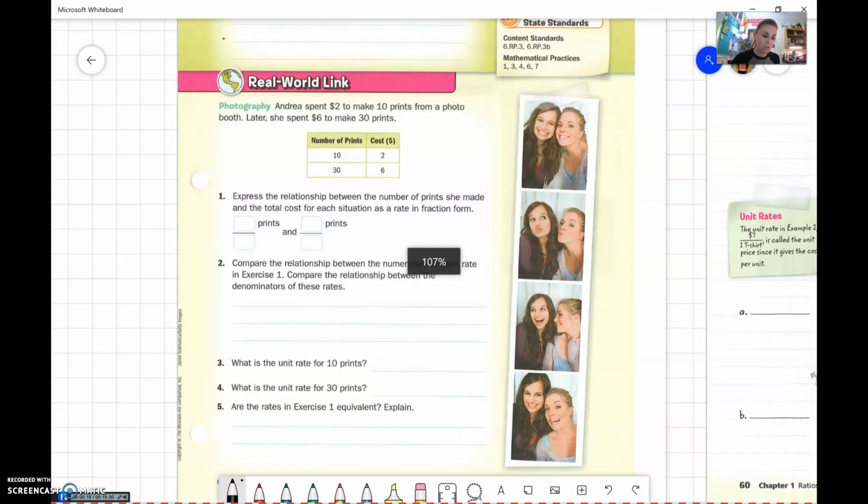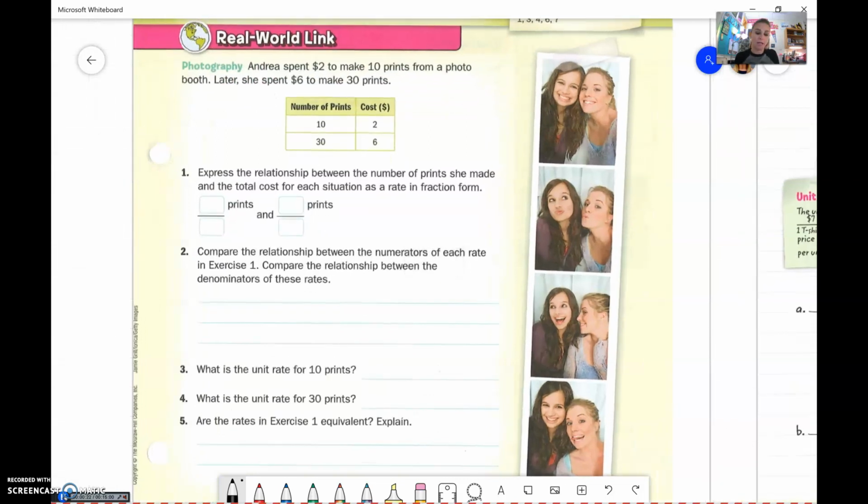We're going to jump right on into this real world link. It says, Andrea spent $2 to make 10 prints from a photo booth. Later, she spent $6 to make 30 prints. Notice that they put it into a table. They have 10 prints for $2 and 30 prints for $6. We're going to express the relationship between the number of prints she made and the total cost as a rate, as a fraction. So this one is 10 prints for $2, and this one would be 30 prints for $6. Okay, so far so good.